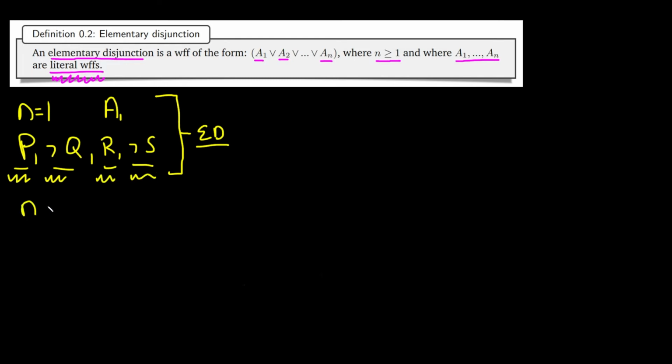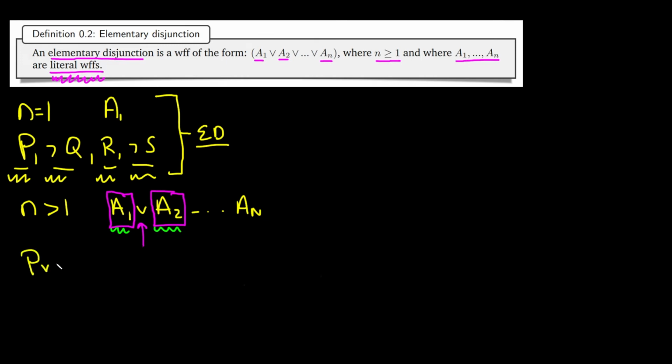Now let's look at a case where n is greater than 1. In this case, what we would need is a formula of the form a sub 1 or a sub 2, and it could be larger. It could go all the way up to a sub n. The condition associated with elementary disjunctions is that each one of these a's, each one of these formulas, needs to be a literal well-formed formula, and each one needs to be connected using a disjunction. In other words, each one of the disjuncts of an elementary disjunction needs to be a literal well-formed formula. Let's look at some examples.